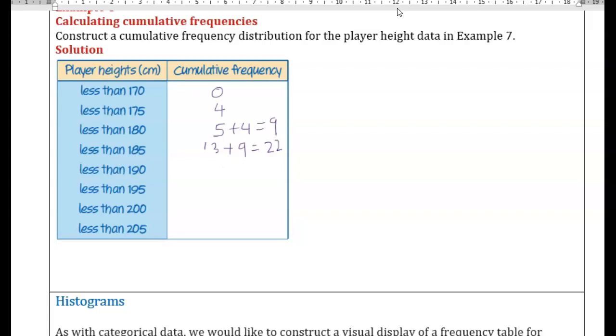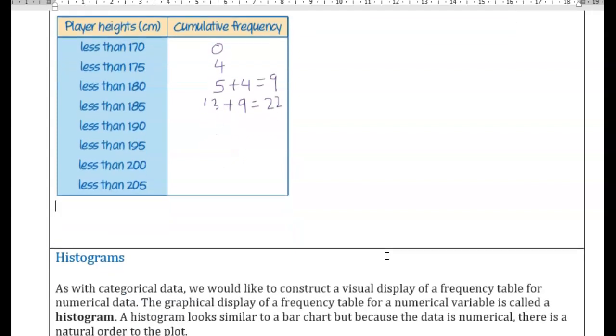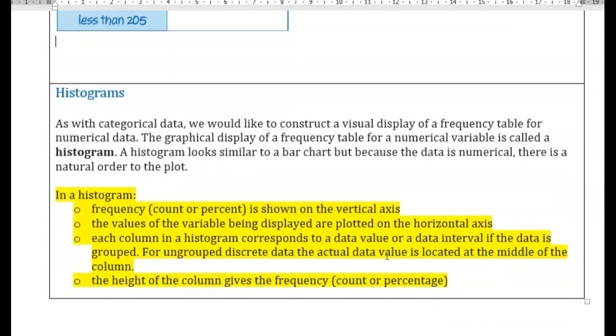And then you keep going. So obviously less than 205 would include everyone. So all 41 players. But I'm not going to keep doing that. It's too time consuming for a video. I want to keep them short.